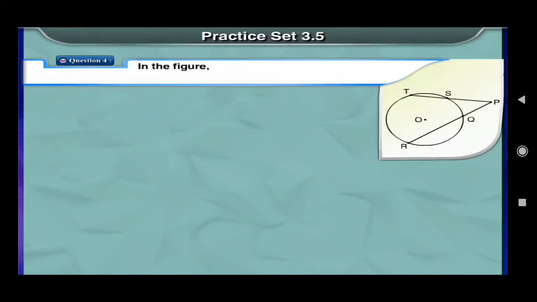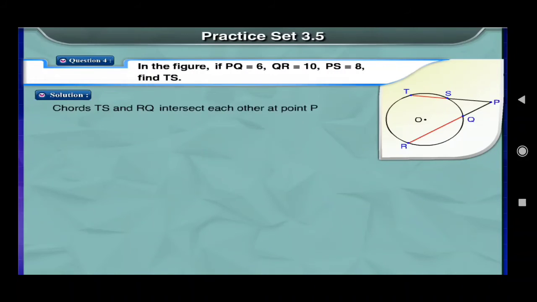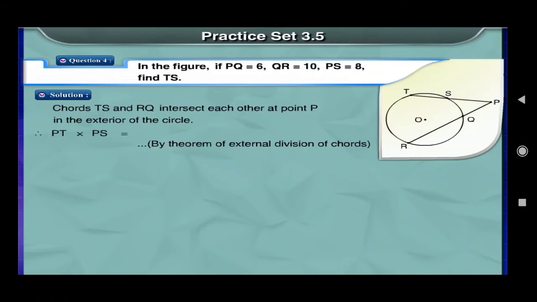Four. In the figure, if PQ is equal to 6, QR is equal to 10, PS is equal to 8, find TS. Solution. Look at the figure. Here, chords TS and RQ intersect each other at point P in the exterior of the circle. Therefore, by theorem of external division of chords, we get PT into PS is equal to PR into PQ.